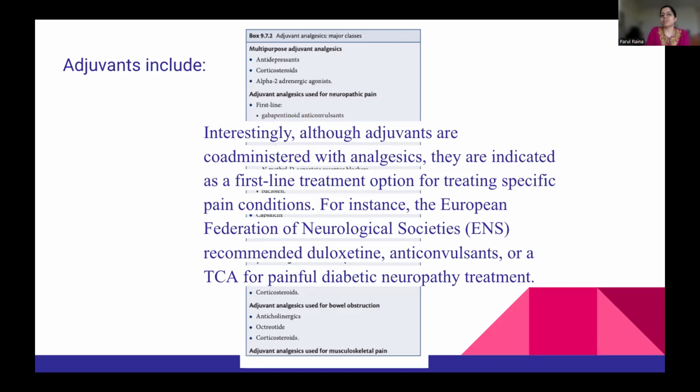So I already mentioned that they are co-administered with analgesics, but they are indicated as a first-line treatment for specific pain conditions. For example, as I mentioned, first line in neuropathic pain is gabapentinoids, and in other painful conditions like fibromyalgia, duloxetine and pregabalin again are used as first-line drugs.